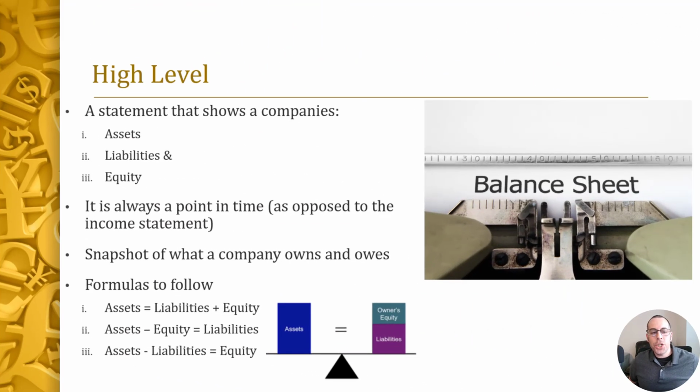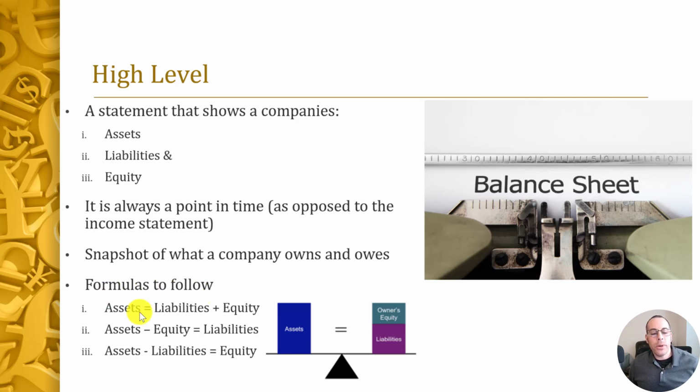A balance sheet shows a company's assets, liabilities, and equity. A balance sheet always shows a point in time. Think of a picture. When you take a picture, it's a point in time. An income statement is like a movie. It gives you a span of an amount of time. If you looked at a company's year-end income statement for 2021, it provides you the revenue for the entire year of 2021. But the balance sheet just shows the balance at the end of 2021. So the balance sheet is a snapshot of what the company owns and owes.